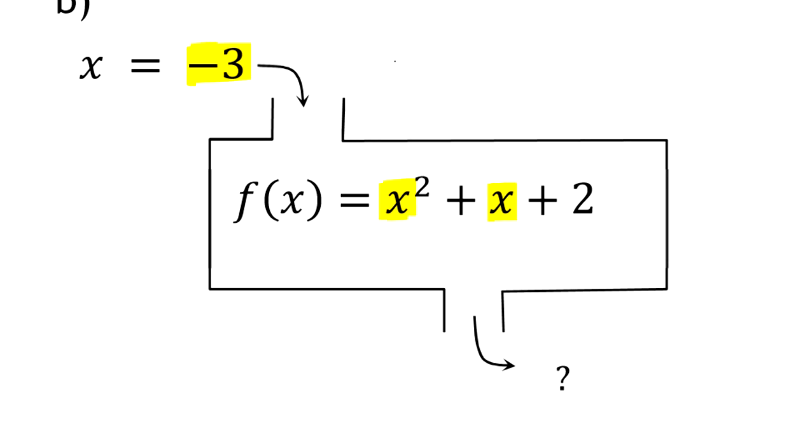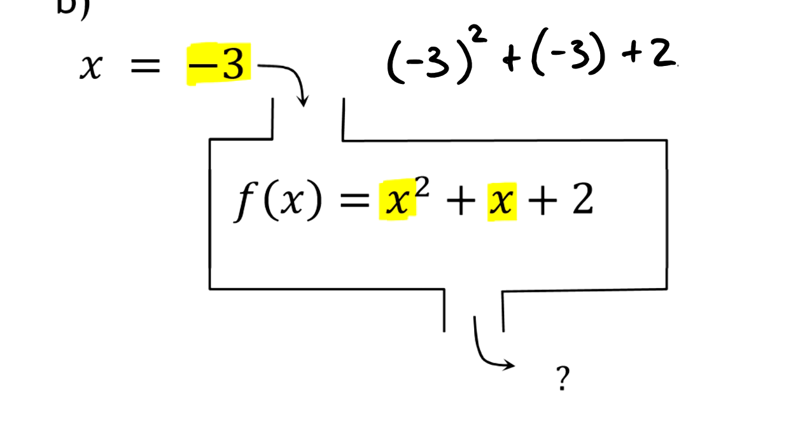So whenever I square a variable like this, or often when I'm just substituting in general, I will use parentheses so that I can show -3 is what's getting squared. In other words, that's -3 times -3, which is +9. To that, I'm going to add a value of -3, and then finally I'll add 2 to that result.